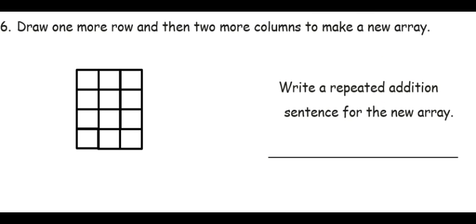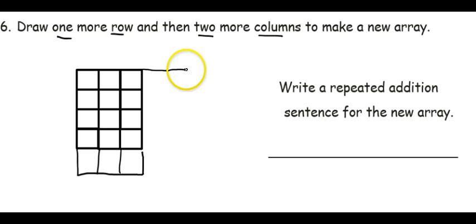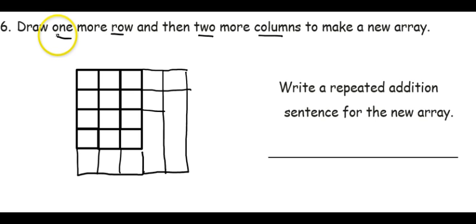Let's look at one more question. Question 6 says to draw one more row and then 2 more columns to make a new array. So we'll start by drawing one more row at the bottom. So that's going to add 3 squares at the bottom. And then we're going to add 2 more columns off to the side. So here are my 2 columns, and I'll draw lines to complete the array.